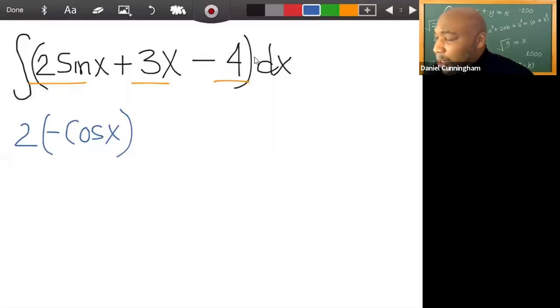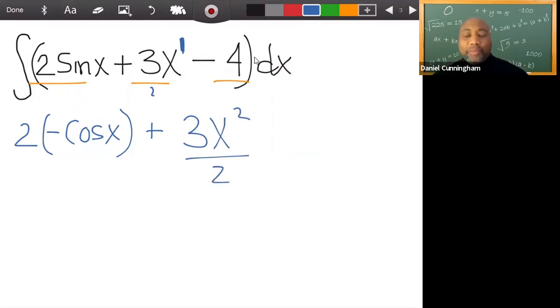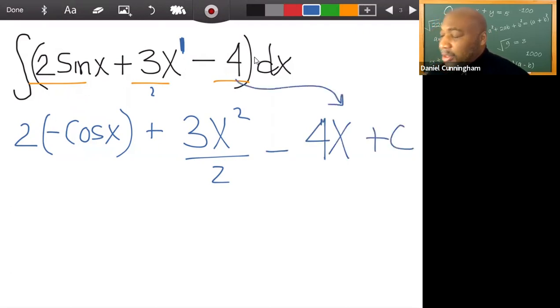And so the next one, the second one, this will be plus 3. Don't forget there's a 1 up here. 1 plus 1 is 2. So that'd be x squared divided by 2. And then minus 4x plus c. That's our third piece right there.